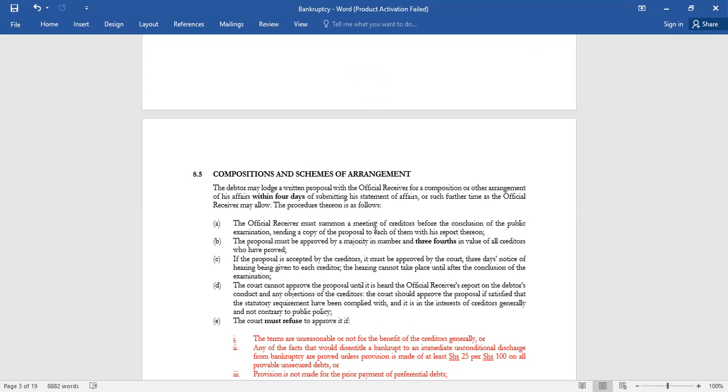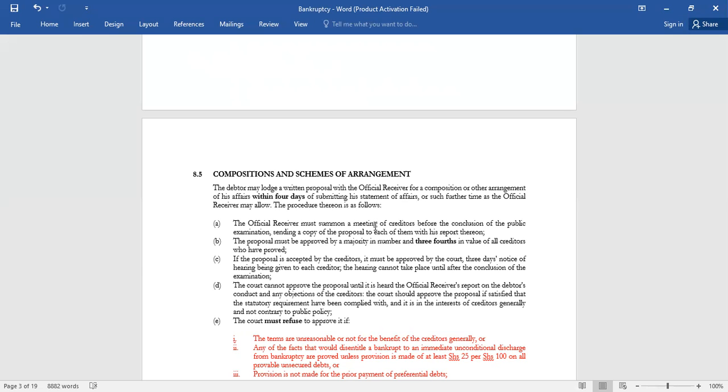1, the OR must summon a meeting of creditors before the conclusion of the public examination. It's very critical. You see, public examination is what will question the debtor and will help now the court to make a decision on whether they are bankrupt or otherwise. So the OR must make sure that they summon a creditors meeting before the public examination by the court by sending a copy of the proposal to each of the creditors.